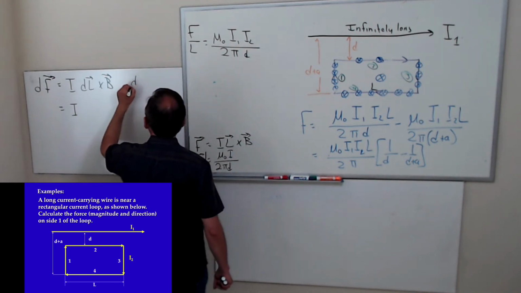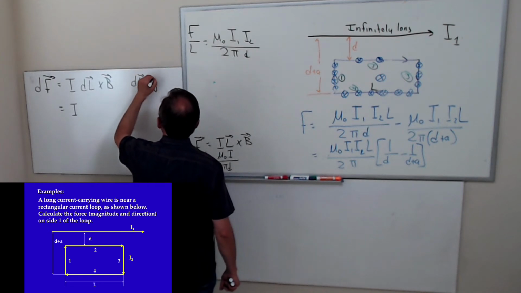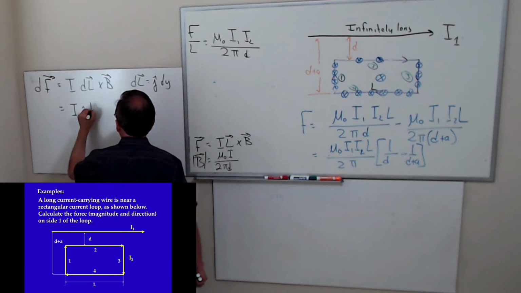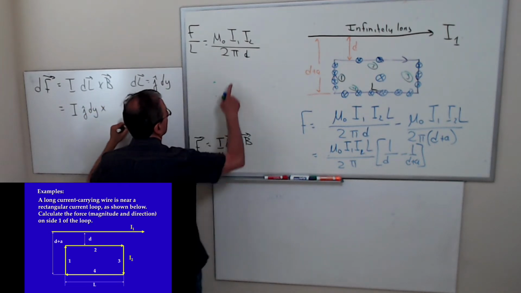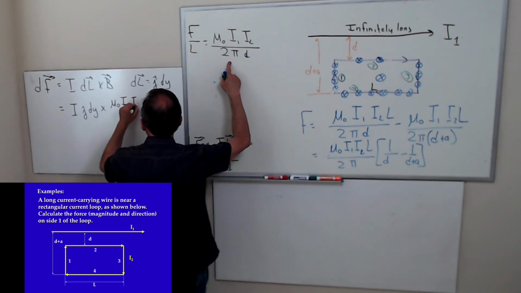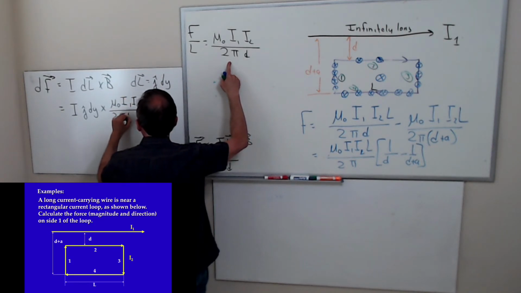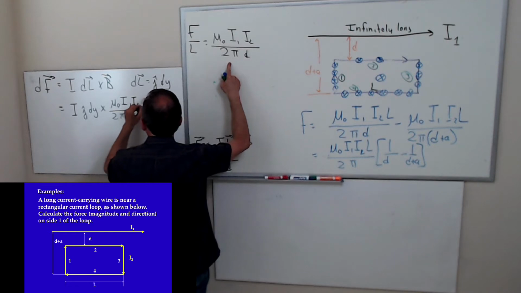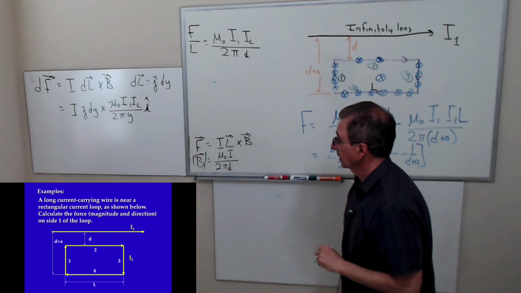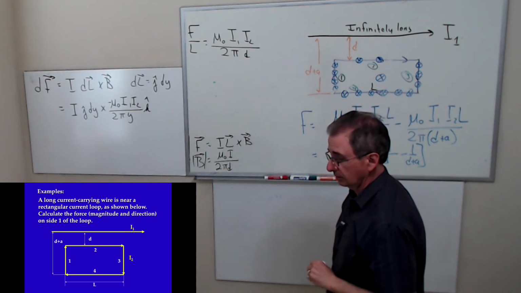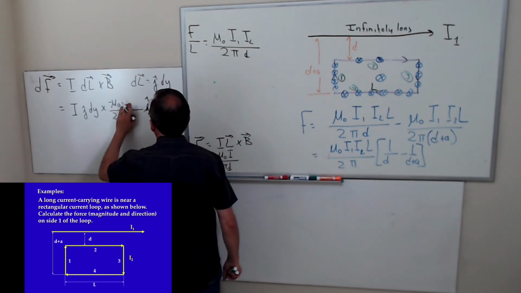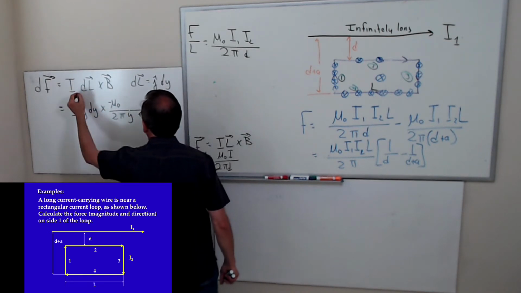So my dl is j hat dy. And B is in the minus k hat direction. It's into the board. And, oops, not being careful.